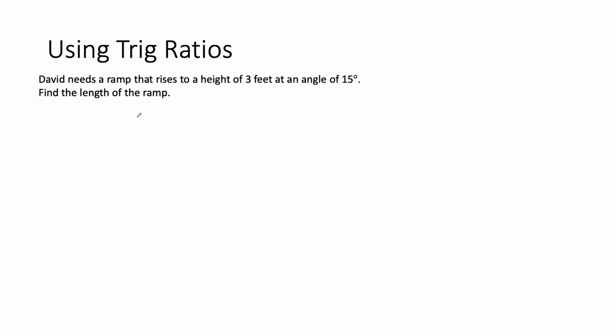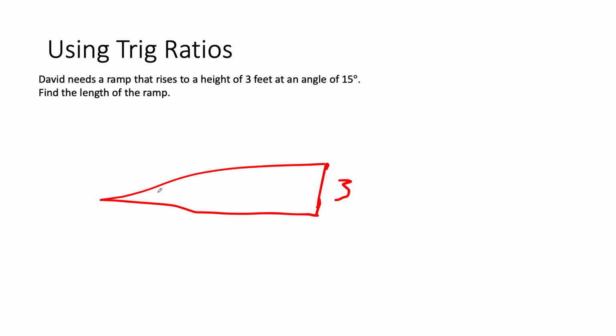Also, you got to draw a picture here. Words. David needs a ramp to rise to a height of 3 feet. Here's my 3 feet at an angle of 15 degrees. So I got come out here. Not drawn very well. 15 degrees. Right angle. Find the length of the ramp. This is going to be the length of the ramp. You can call it R.